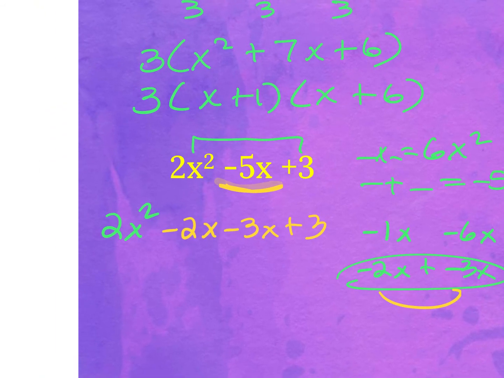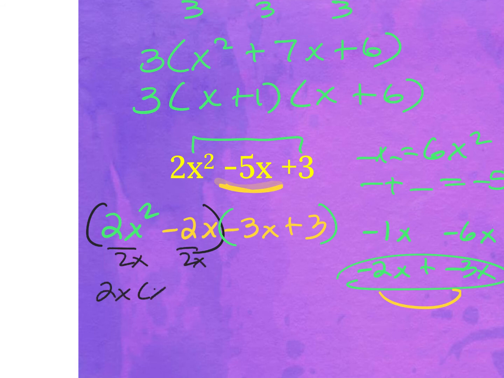Now we make our groups. So I'll make a group here and then a group here. The greatest common factor of the first group is going to be 2x. Divide. GCF of the next group is going to be a -3, because if I pull out +3, my signs are going to be off.